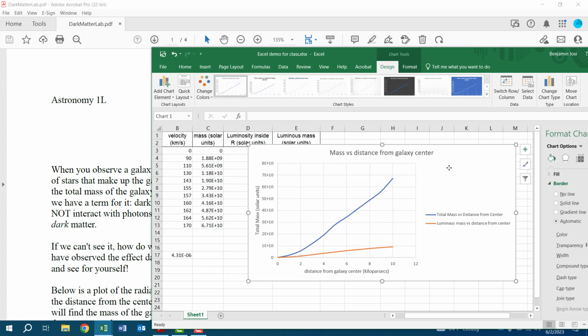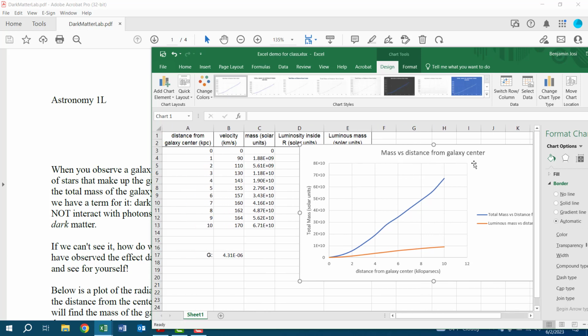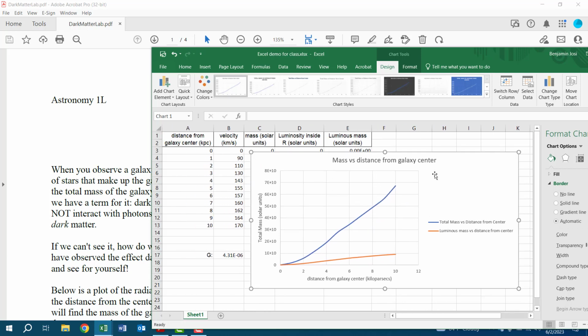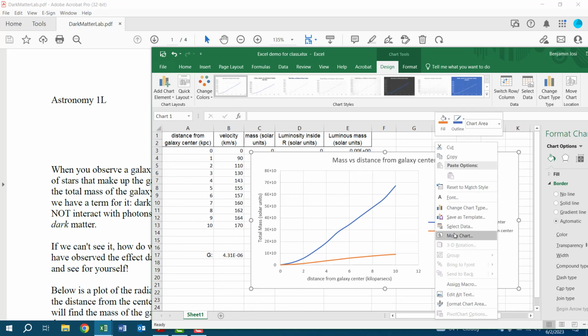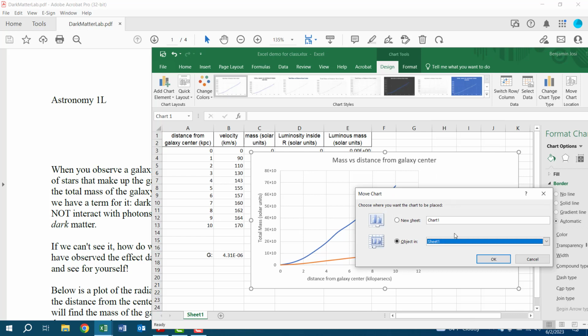Cool. Let me save this. And it's a little inconvenient to have this graph overlaid on my data. So what I can do now is right-click. Let's move the chart, and we'll move it to its own sheet. See, down here, you'll be able to access the different sheets of your spreadsheet. Click New Sheet, and I'll label it Plot of Mass versus Distance from Center.